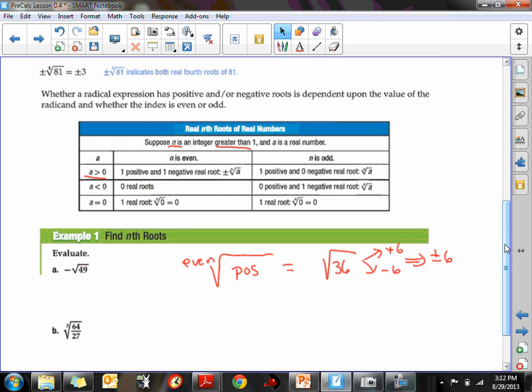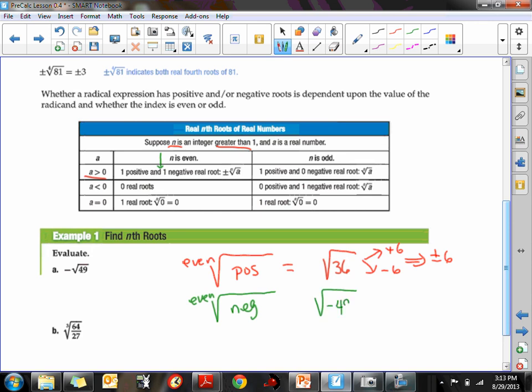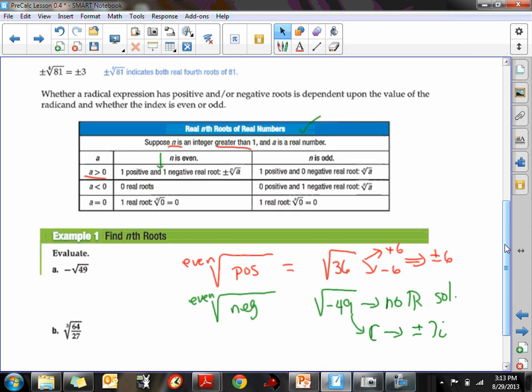And we could also go back to and say, let's look at, going down the chart, what if n is even, and now a is negative? That means we're going to be taking an even root of a negative number, such as the square root of a negative 49. There are no real solutions to this. Now, I know we've talked about complex solutions, but they're only referring to real solutions up here. So if we go to the complex solutions, then we would have plus or minus 7i. So we don't have to cover our bases on complex roots in this lesson.